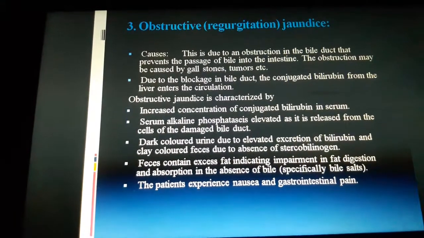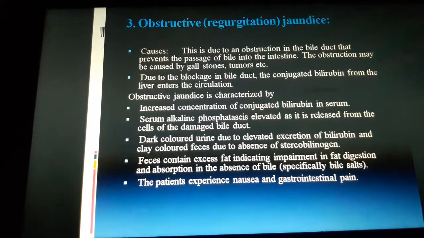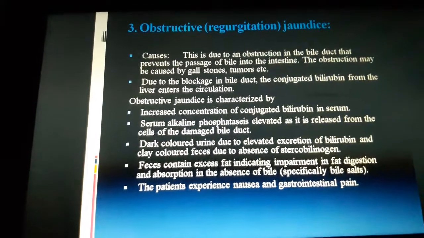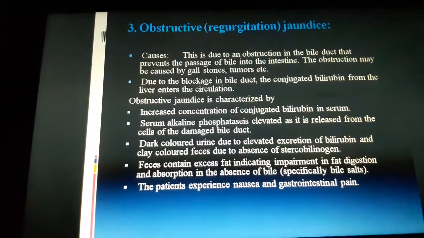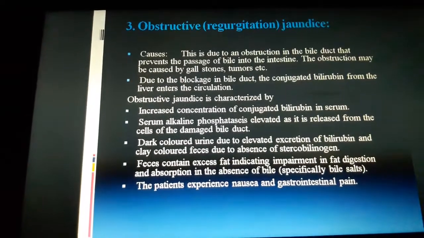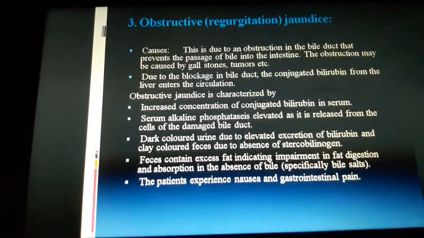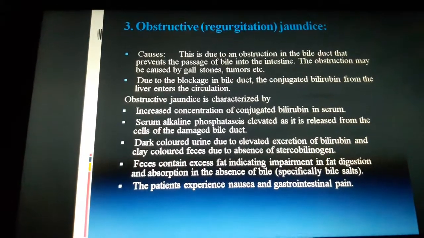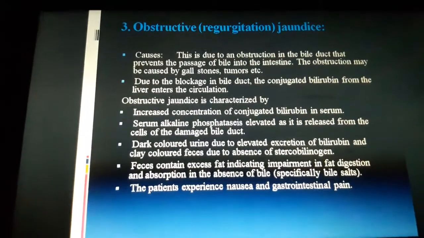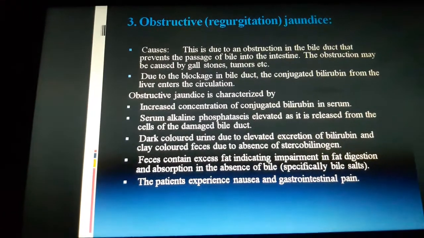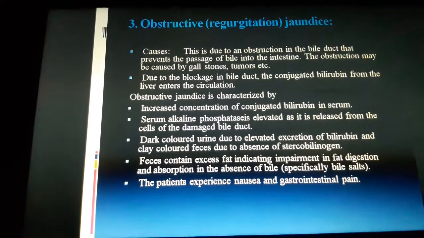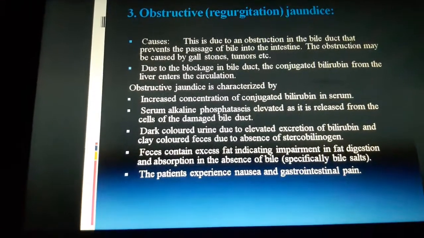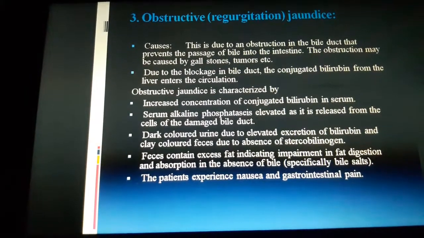Then third one, obstructive jaundice or regurgitation jaundice. This is due to an obstruction in the bile duct that prevents the passage of bile into the intestine. The obstruction may be caused by gallstone, tumors, etc. Due to the blockage in the bile duct, the conjugated bilirubin from the liver enters the circulation.